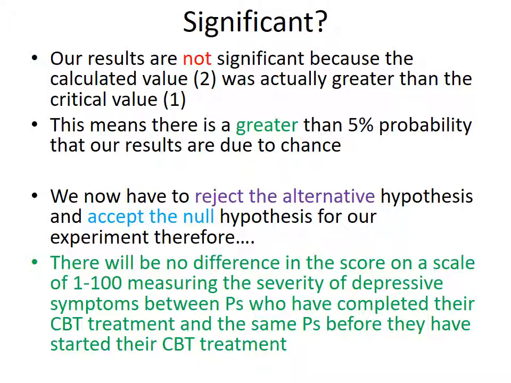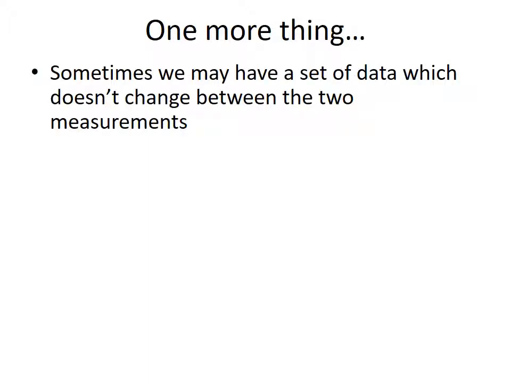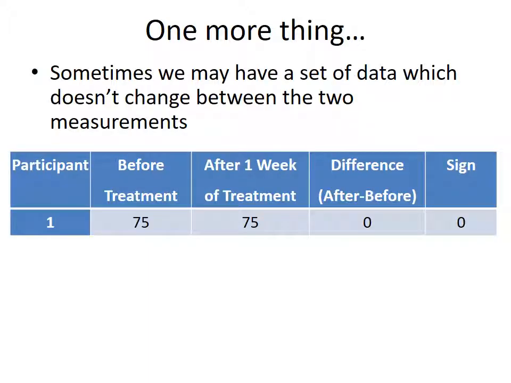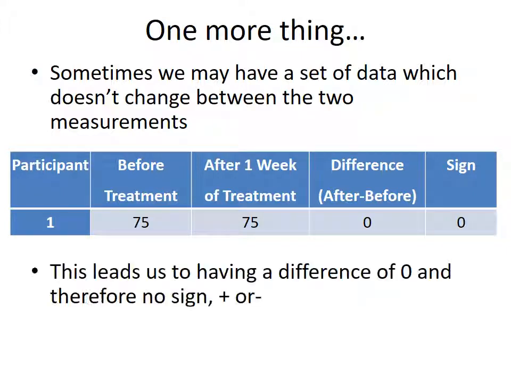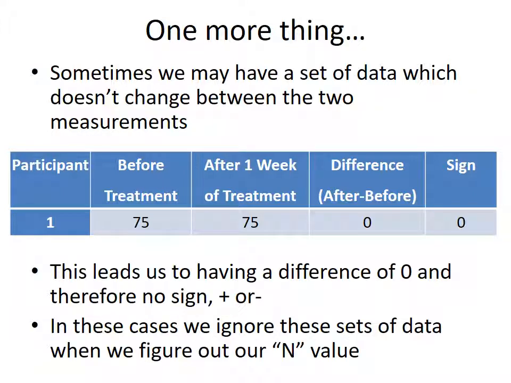Just one more thing before we go, because sometimes we have a set of data which doesn't change. So we may have before treatment and after treatment, and it's 75 on both. So there's no difference and there's no sign. Now obviously when we're looking at the sign, we're adding them up, looking at the difference between the different numbers, and we either go for the number of positives or the number of negatives. Here a sign of 0 really would throw a spanner in the works. So what happens here is we ignore that set of data, and we reduce our n value.